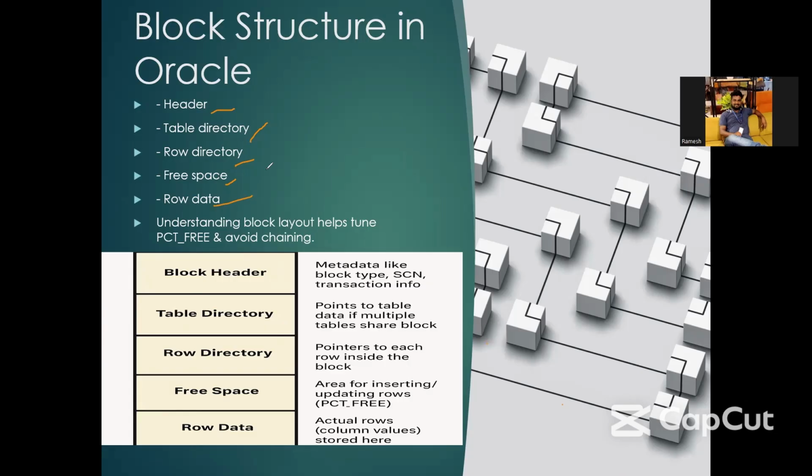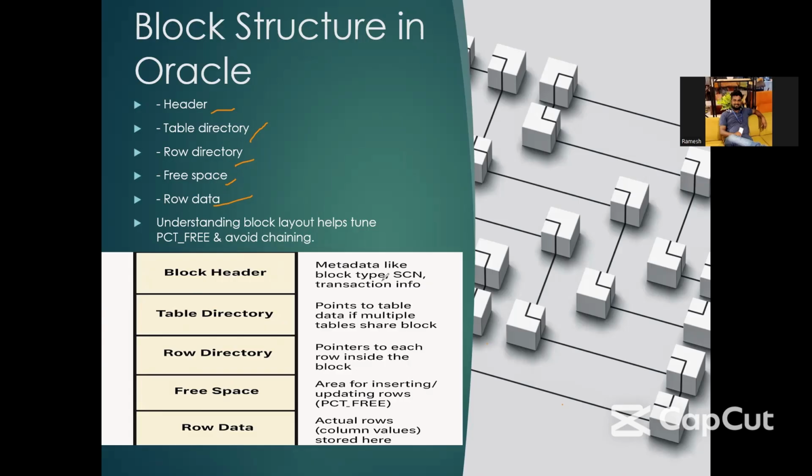In a single block, all the data is contained in Oracle. The block header is metadata, like the SCN, any transactions that happen in the database, and the block type. This information is stored in the block header. The second point is the table directory. It records which table the block points to. For example, multiple blocks may point to different tables and different rows, and that information is stored here as well.